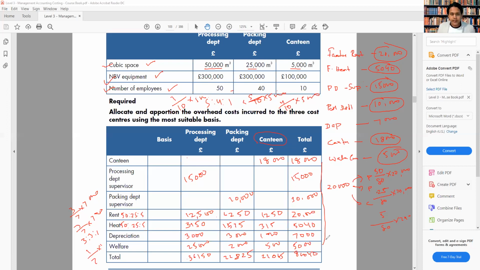Is the heat correct? I'm not sure how much we have. The heating is 5040, isn't it? And we use the same basis, that is 50, 25, and 5. Yes, I think so. So 50, 25, 5. It should be fine. If we add these three, that should give us the same figure, 5040.